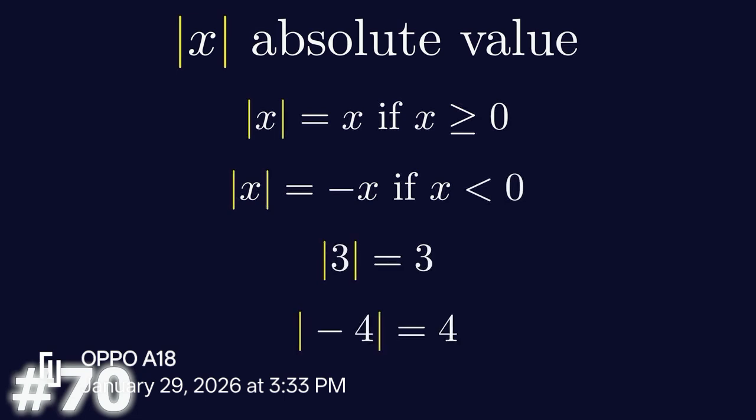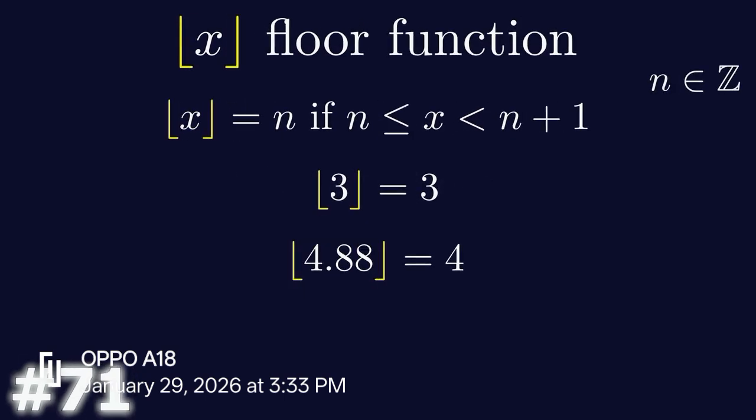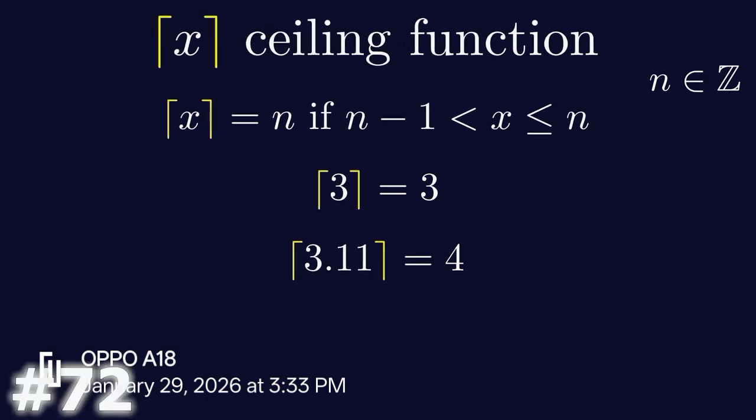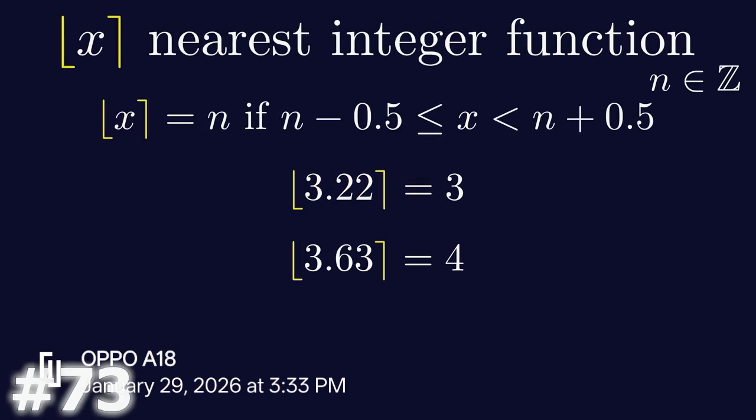The floor function returns the greatest integer less than or equal to the value. On the other hand, the ceiling function returns the smallest integer larger than or equal to the value. Nearest integer function, as its name suggests, returns the nearest integer to a given value.